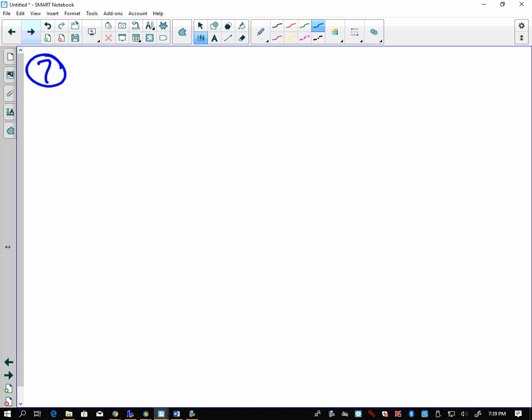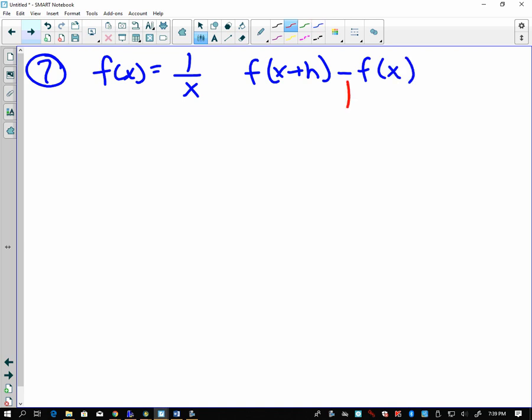7, all right, we've got f of x is 1 over x. They want us to find f of x plus h minus f of x. This part right here screws more of you guys up than anything else. All right, we want f of x plus h, so that is 1 over x plus h, minus 1 over x. All right, well, we need a common denominator here.